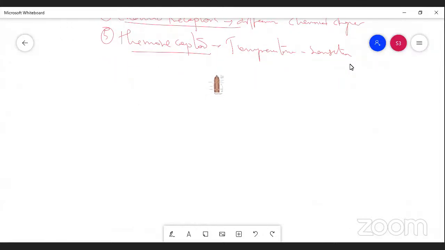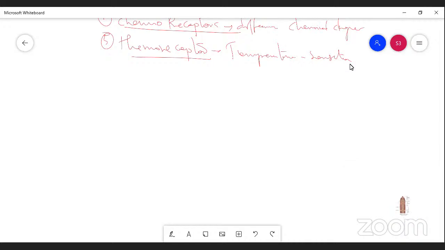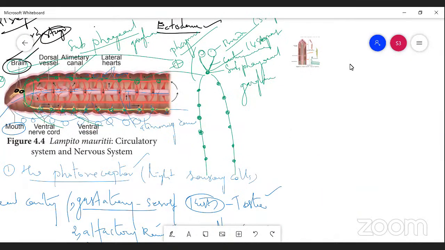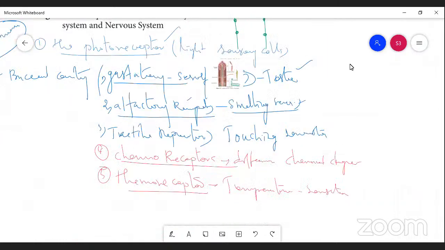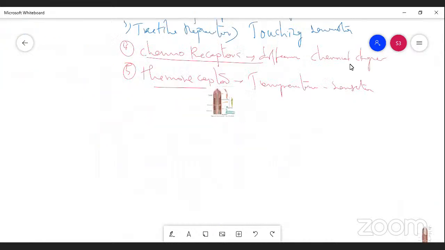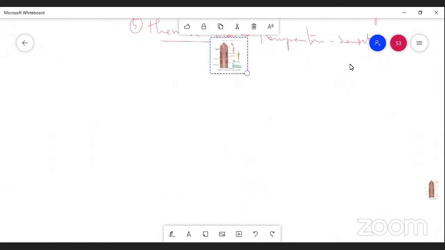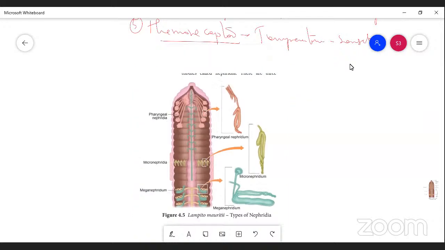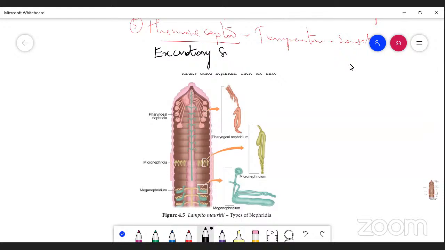Yes. Next one we are talking about is the earthworm excretory system. Earthworm excretory systems we are talking about. So this is the earthworm excretory system.